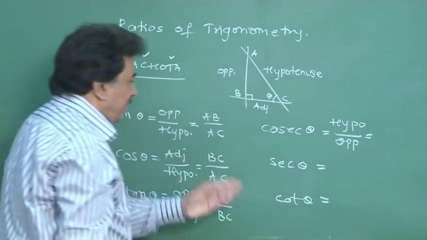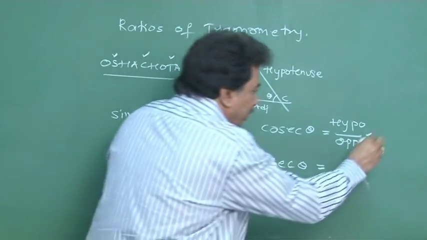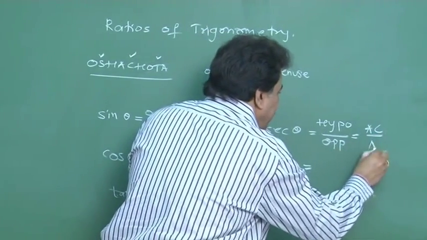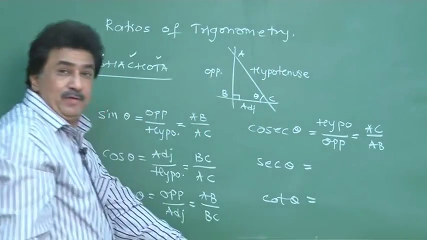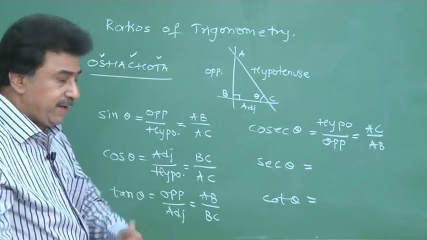And automatically it was AB upon AC. Now it will become what? AC upon AB. Is it clear to everybody? Fantastic. I revise once again.